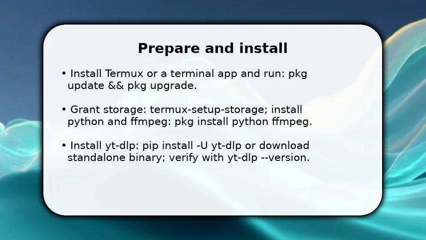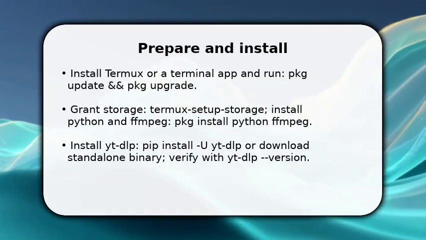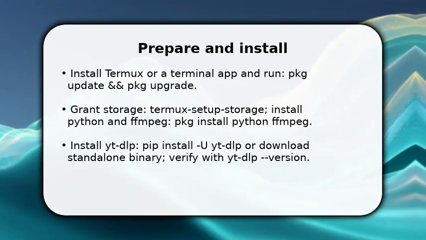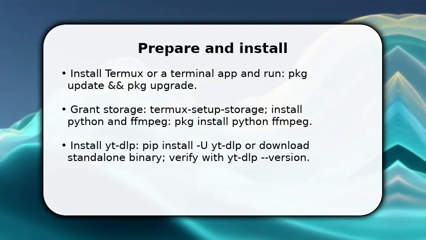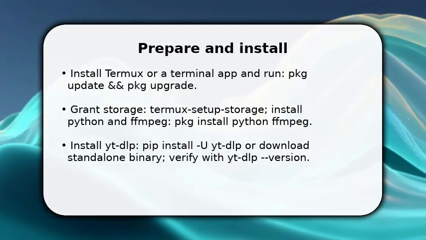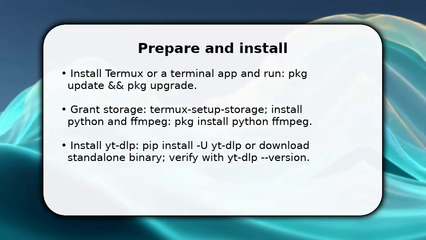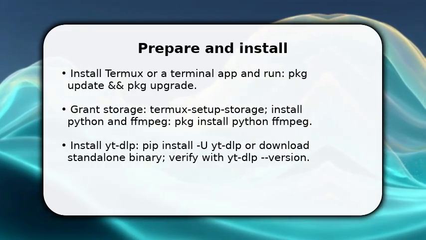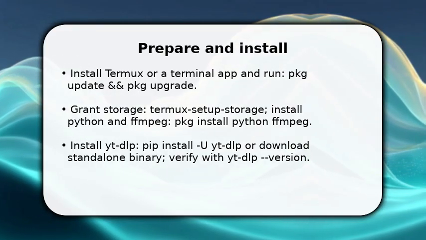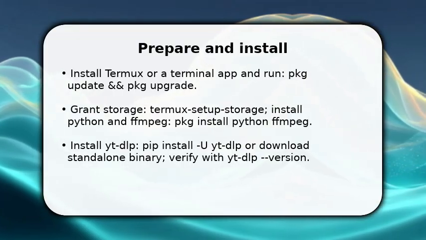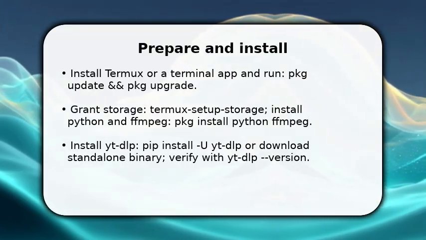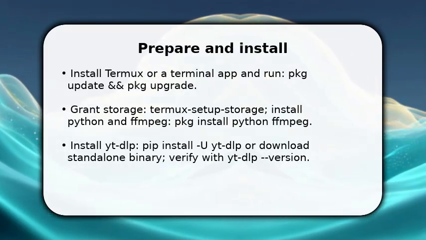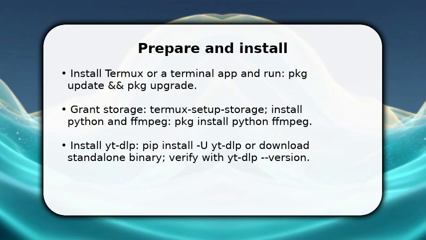You start by getting a terminal environment and essential tools. Once done, open Termux and run pkg update and pkg upgrade so packages are current. Next, make sure you grant storage access with termux-setup-storage and install Python and ffmpeg because they handle downloads and post-processing. Then install yt-dlp via pip install yt-dlp or place the standalone binary in $HOME/bin. Finally, verify installation with yt-dlp --version so you know the tool is ready.